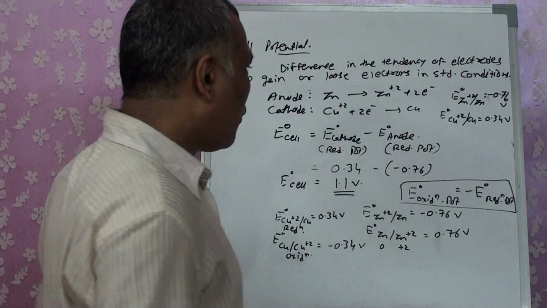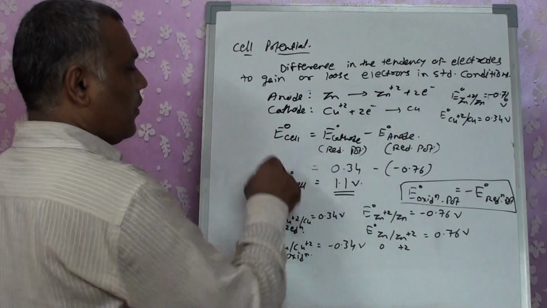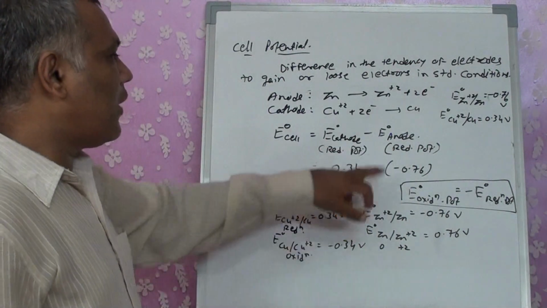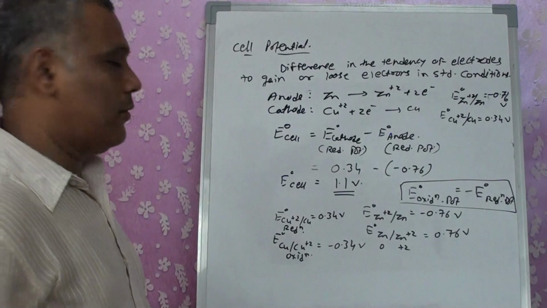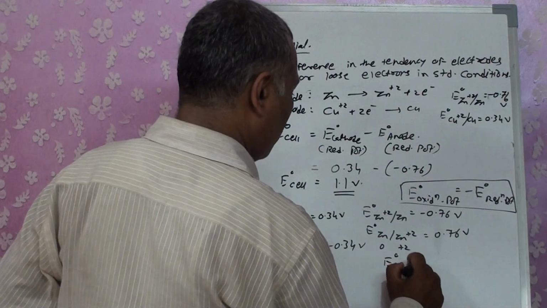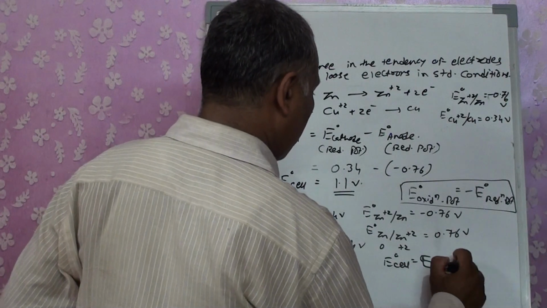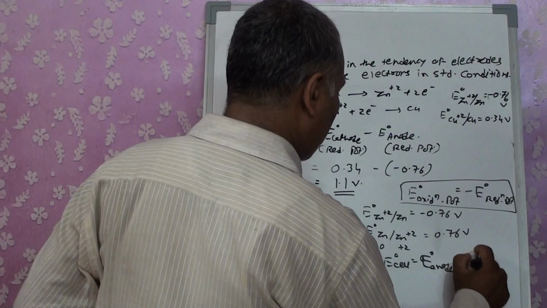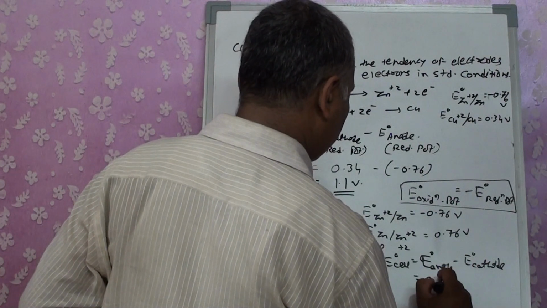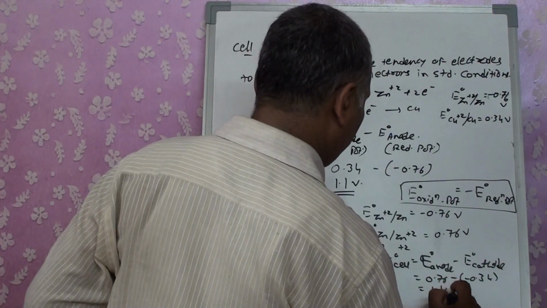Now see the formula: if I am going for E of cathode minus E of anode, I am using reduction potential. If I do oxidation potential, what will happen? Anode minus cathode. E naught cell is E of anode minus E of cathode. We will get 0.76 minus 0.34, that is equal to 1.1 volt.